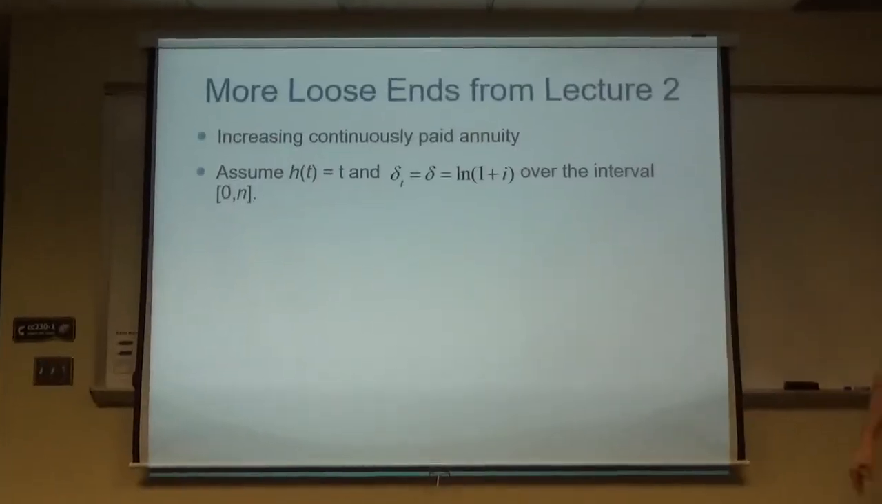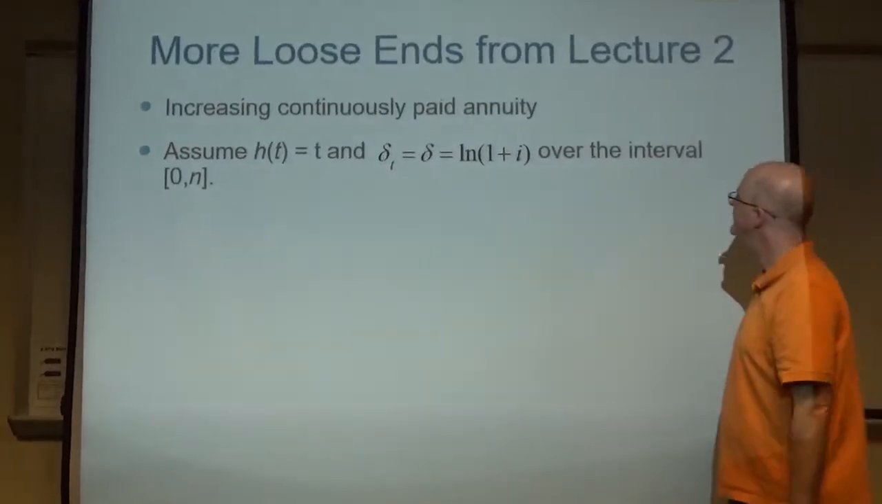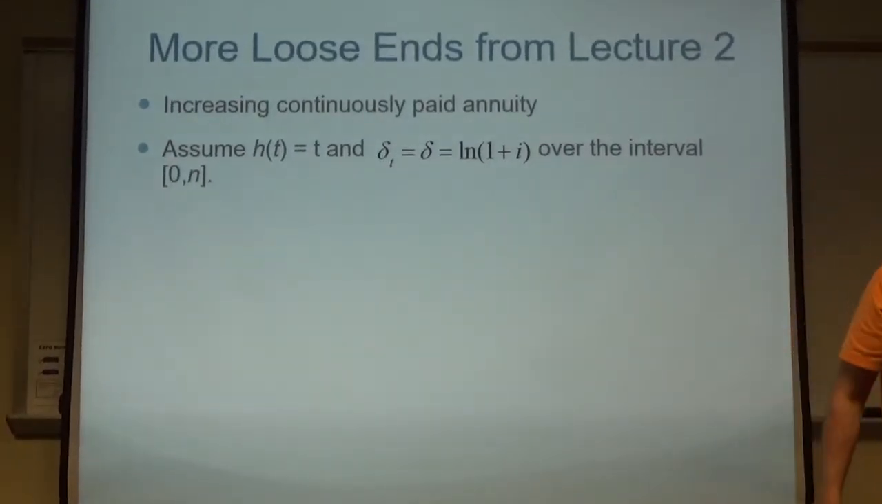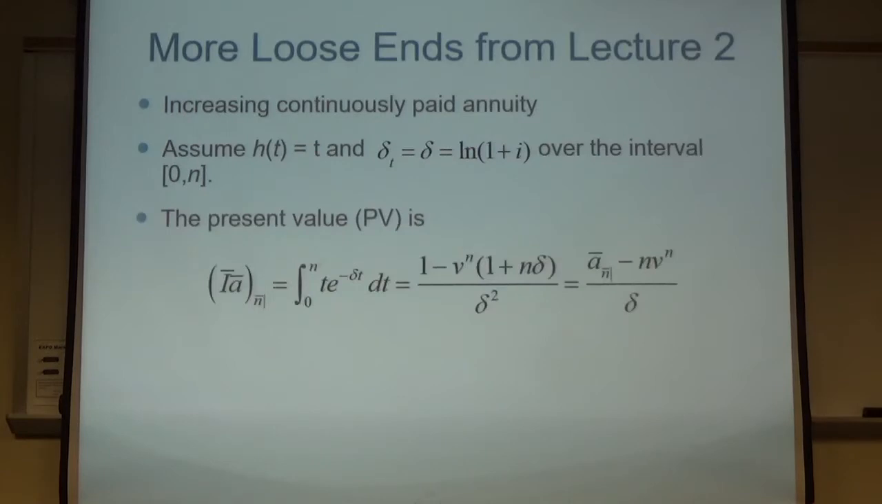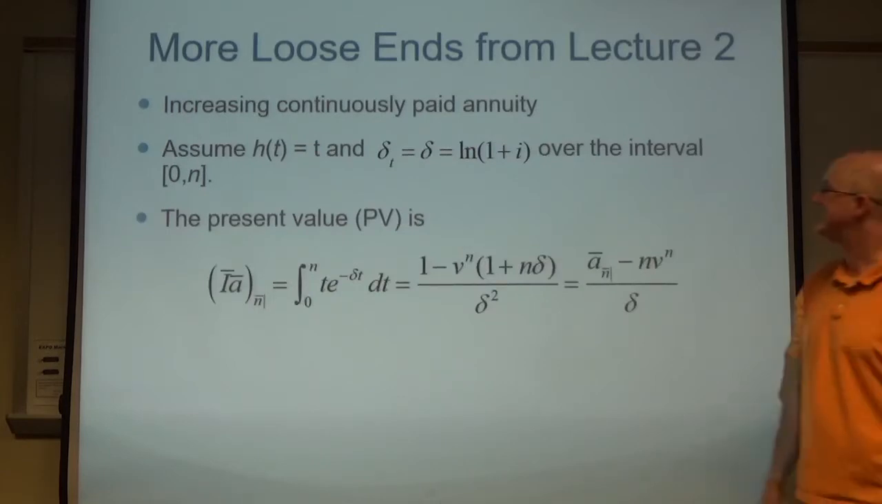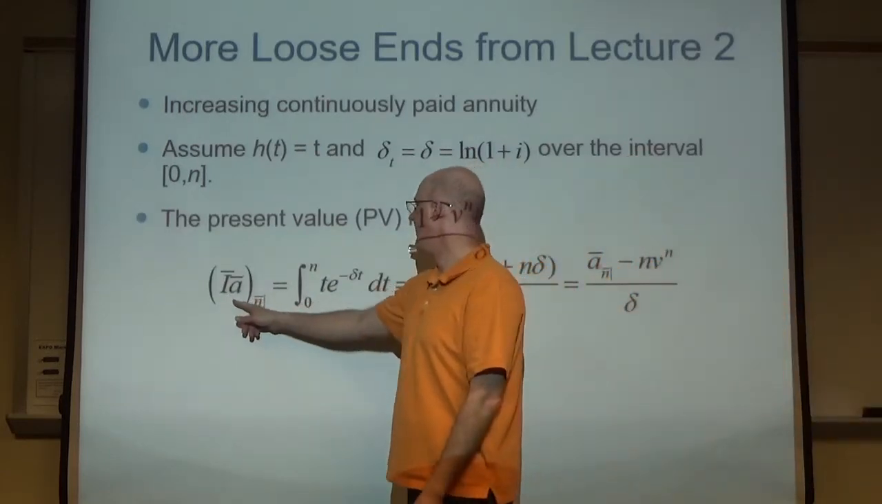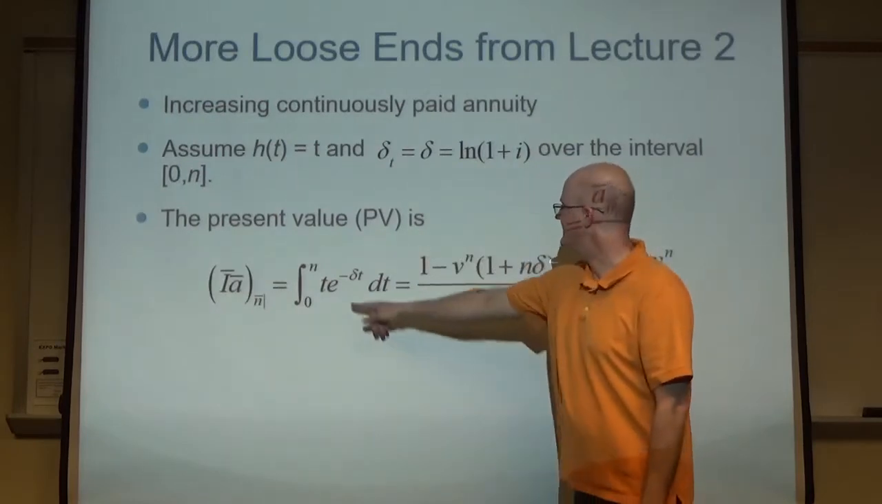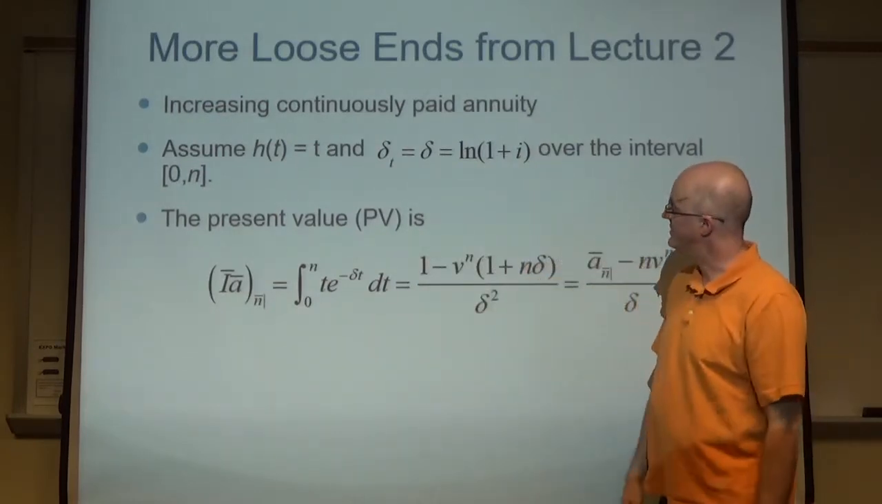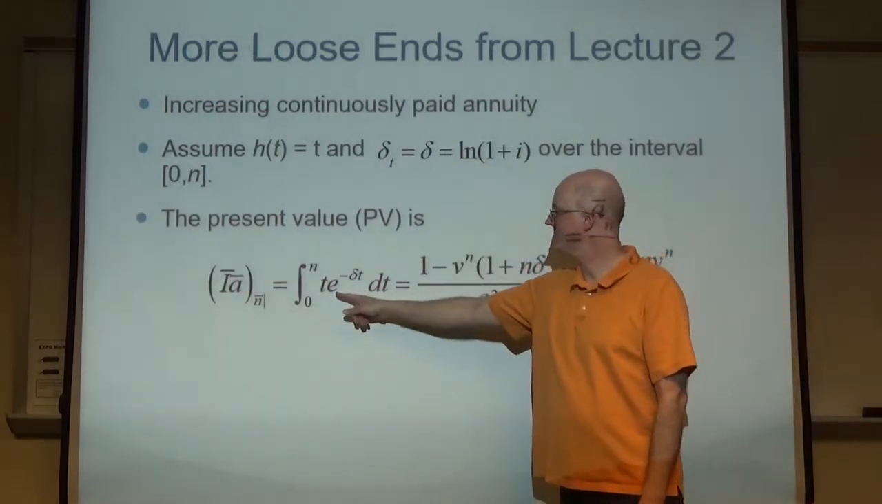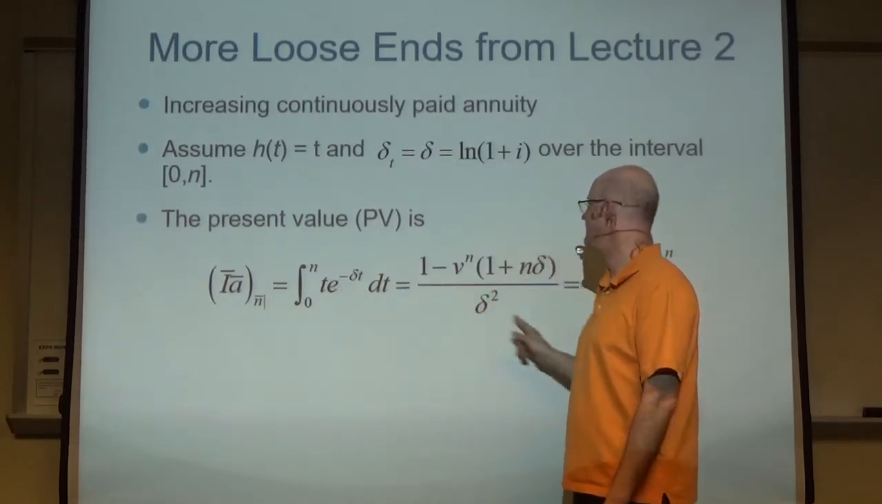What about an increasing continuously paid annuity? h of t equals t over the interval from 0 to n. Once again, the present value this time is symbolized by I bar A bar sub n. It's this integral, which is, of course, a bit trickier to do, but you should, as an exercise, do this integral on your own and confirm this equation.